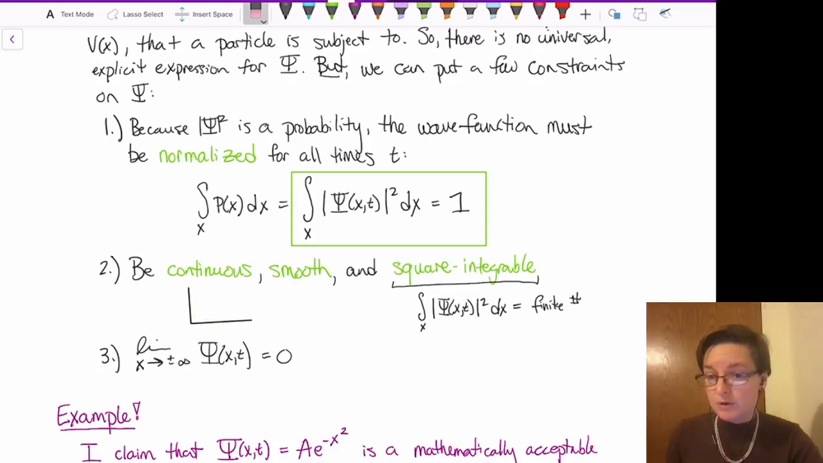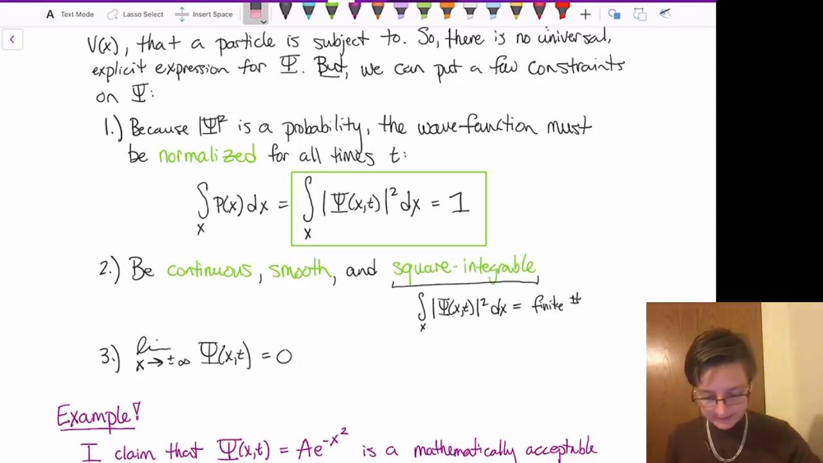They're also smooth, which in mathematical parlance means that we should expect their first derivatives to also be continuous. And they should be square integrable. Now, if you were a math major, you might stop me and say, wait a minute, we already said that it's normalized. By definition, it has to be square integrable, and I'll agree with that.